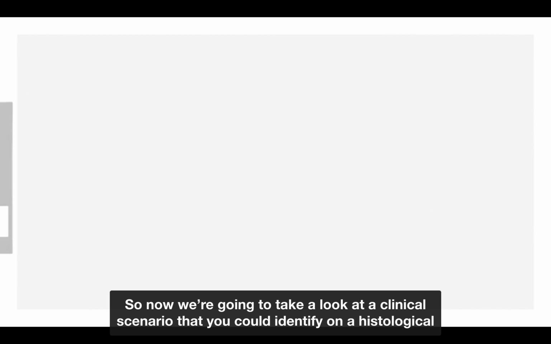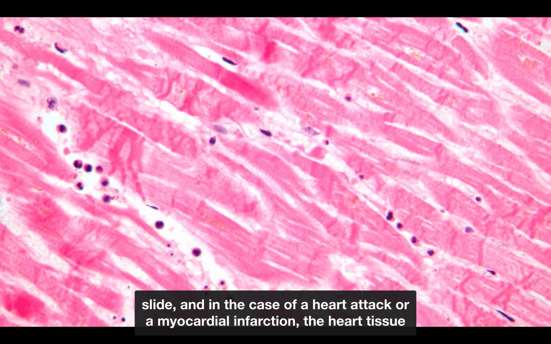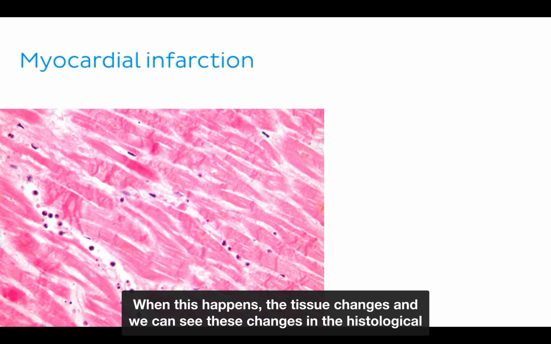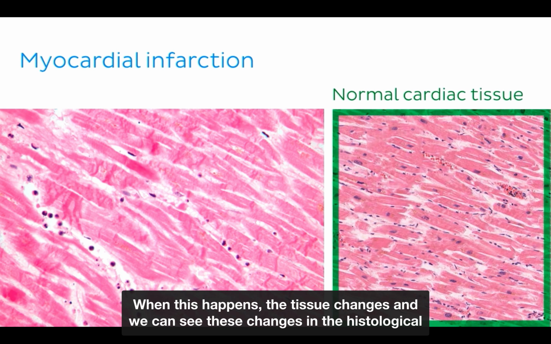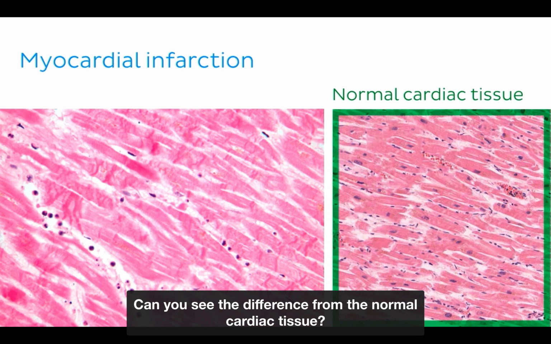So now we're going to take a look at a clinical scenario that you could identify on a histological slide. In the case of a heart attack or a myocardial infarction, the heart tissue is deprived of oxygen. When this happens, the tissue changes, and we can see these changes in the histological slides. And in this image, we're looking at some cardiac tissue. Can you see the difference from the normal cardiac tissue?